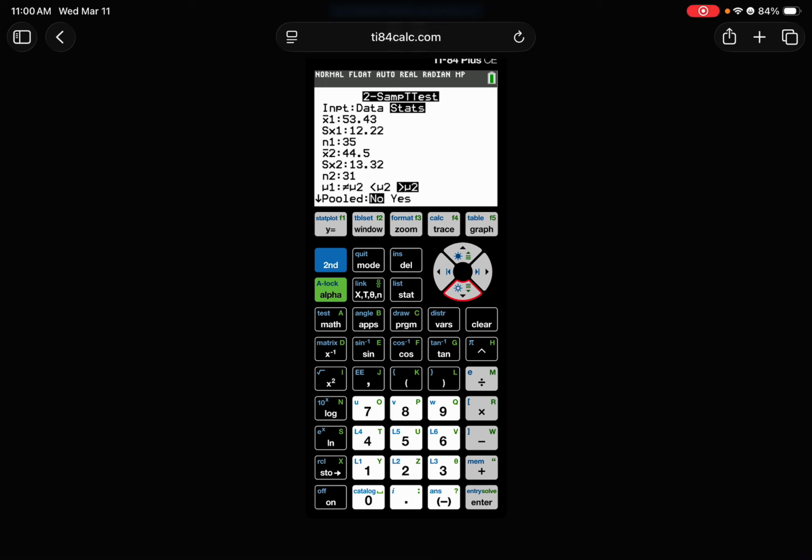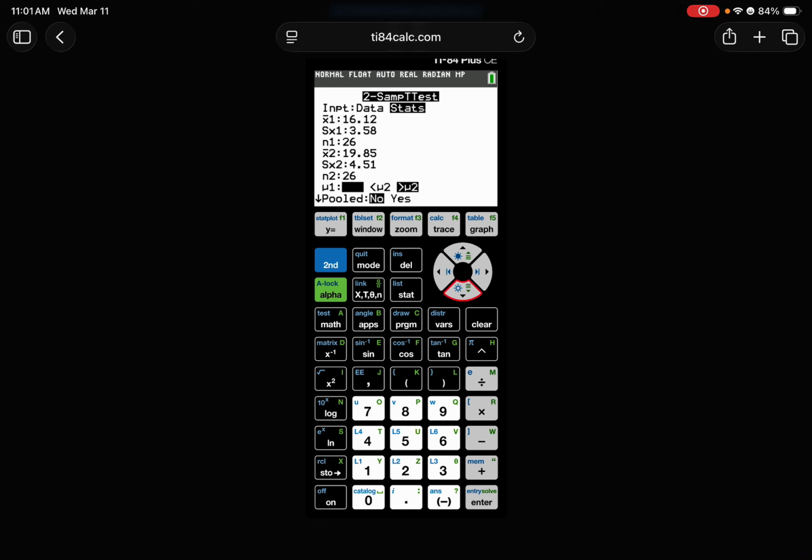So X bar 1, we said that was 16.12. S, the sample standard deviation, is 3.58. And N1, we said that was 26. X bar 2 is 19.85. S sub 2 was 4.51. And N2 was also 26.